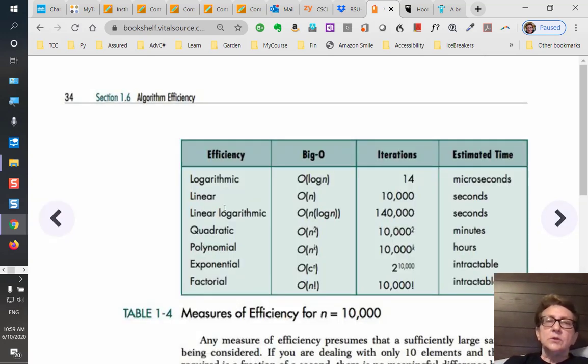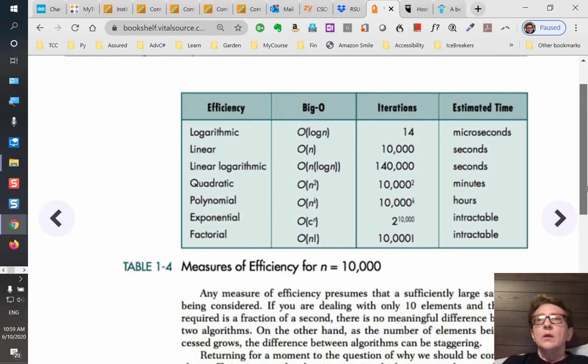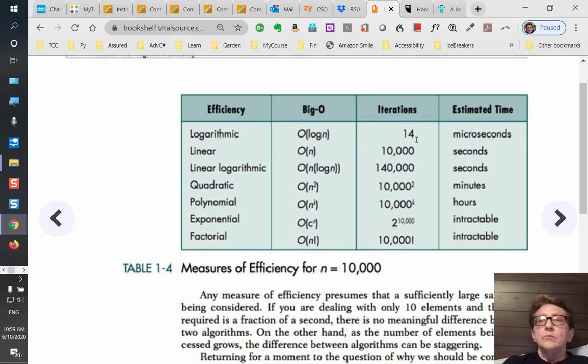Here is a chart that's got them in order by number of iterations, smallest here to largest there, which means this one's the most efficient, this is the least efficient. This is some approximate number of iterations on a given type of algorithm. If you've got something that's c to the n or n factorial, if n is really big, your computer is probably not going to finish it in a reasonable amount of time. That's what intractable means.